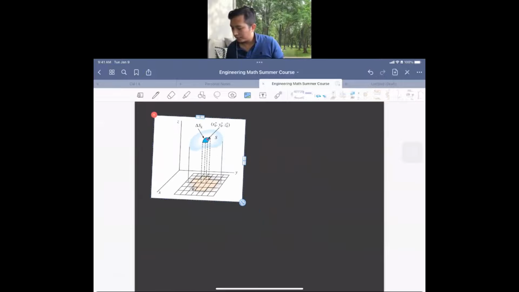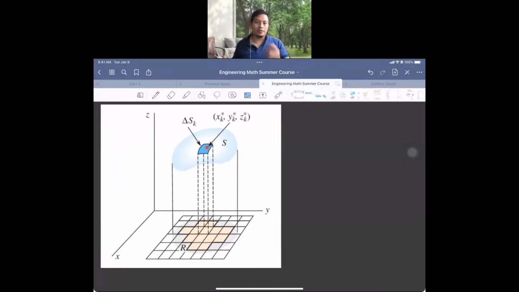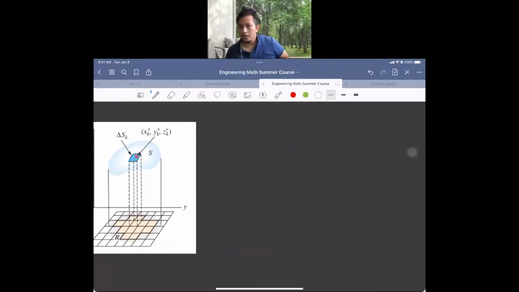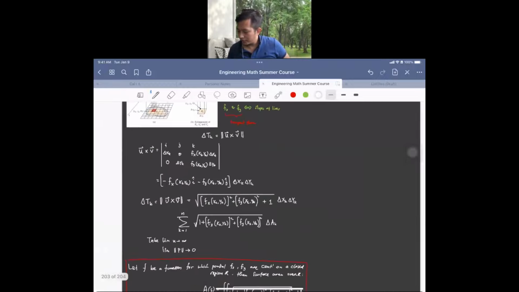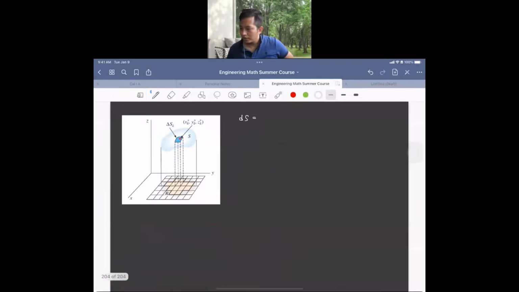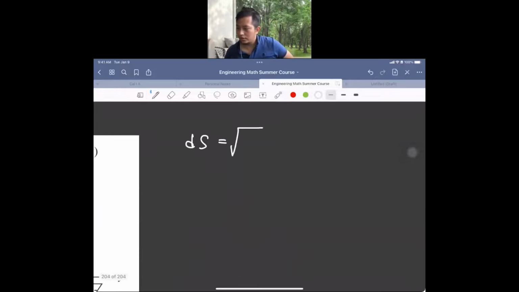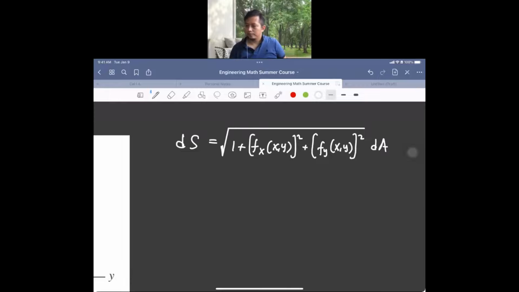Okay, let's take a look at this visual, this picture. We have a surface S, and now let me start with if we take dS. So remember the surface area. If we take the differential, now dS. Now this is dA. This function is called the differential of surface area.